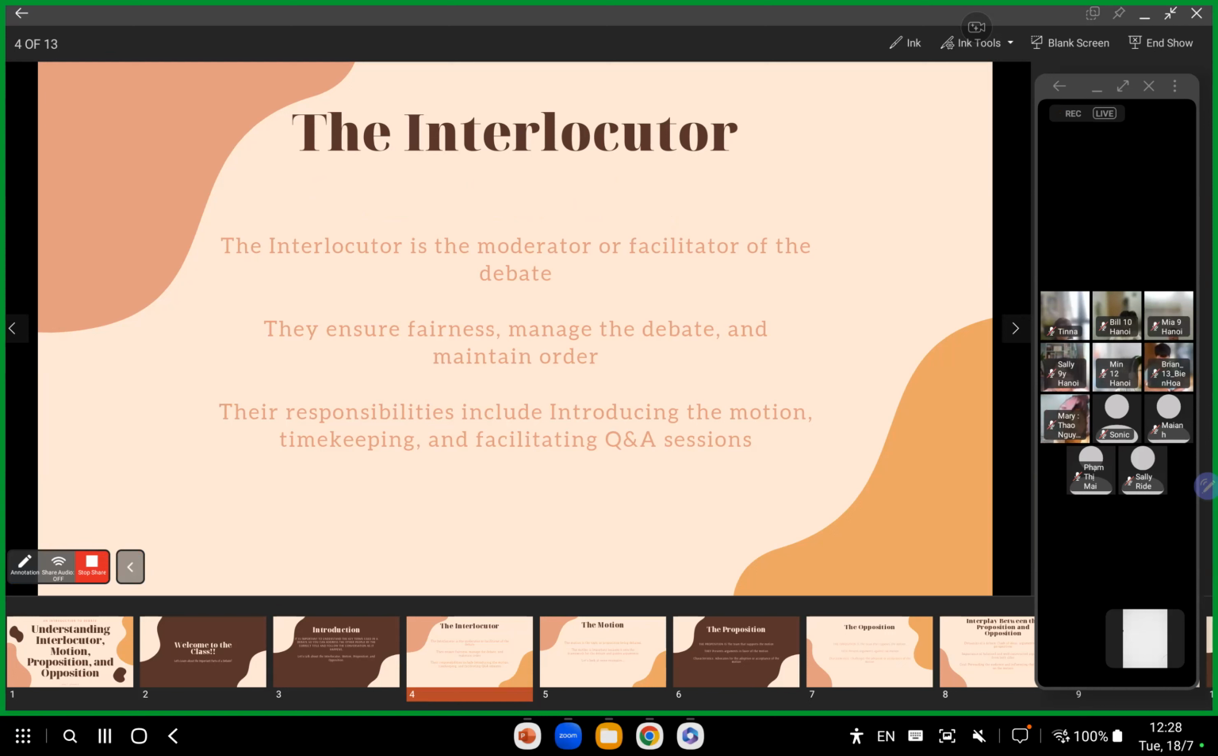Okay, so we know that the interlocutor is the moderator or the facilitator of the debate. So again, they ensure fairness, they manage the debate, making sure that it runs smoothly, and they maintain order, making sure everyone follows the rules. They will introduce the topic of the debate for the debaters to begin discussing. It's their job to do the timekeeping, so they'll make sure that everybody sticks to their allowed time limits to speak. And they also run the question and answer session that happens during most debates.